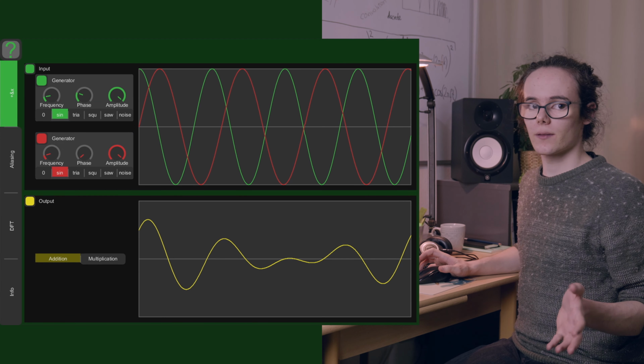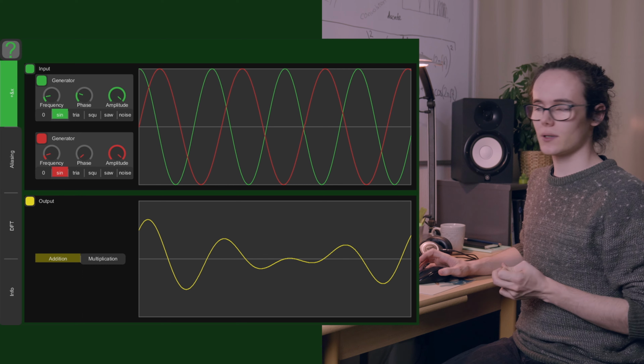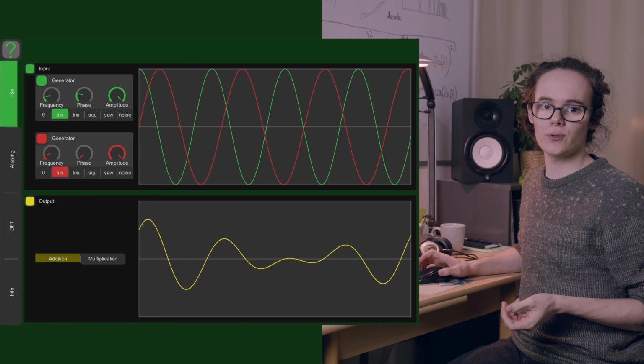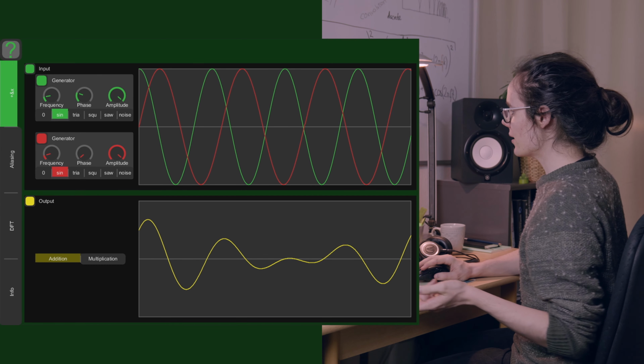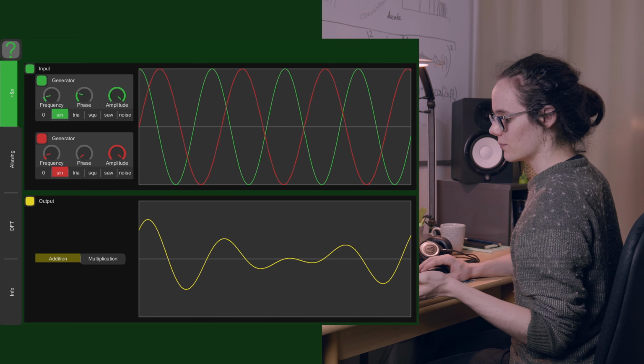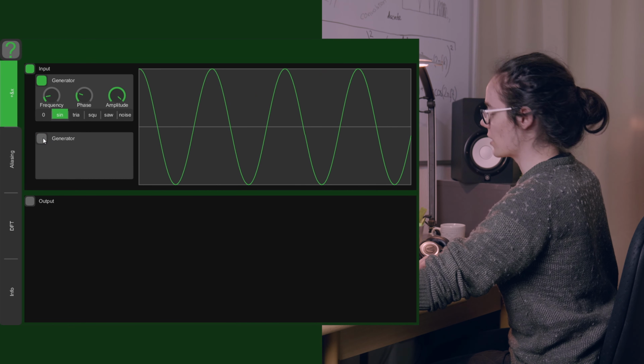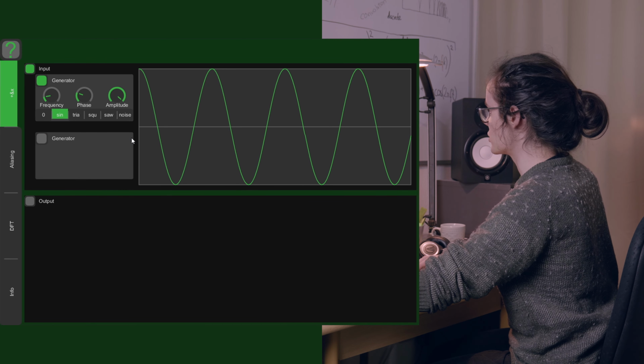Once you've played with the frequency, phase, and amplitude knobs, and you think you know what they do, we will look at them together to discern what they're doing exactly. So let's turn off the output for now and the red generator. Let's only look at the green generator.